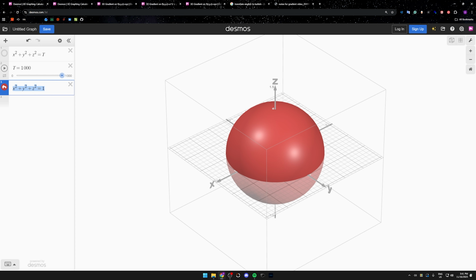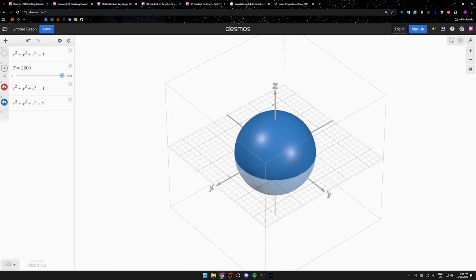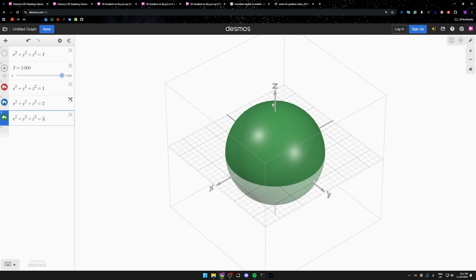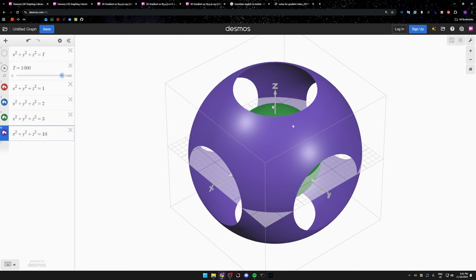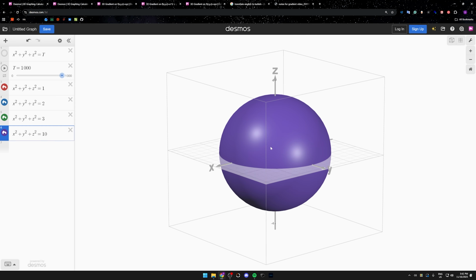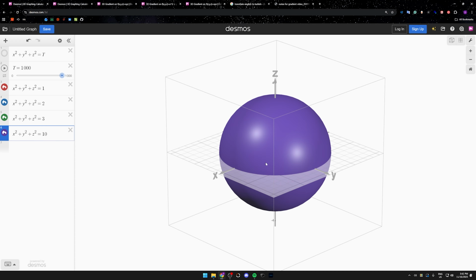And if I take this and say maybe at 2, we get a bigger sphere. At 3, we get an even bigger one. At 10, you see it's like expanding out. So now this is a new idea. Now this is a level surface.